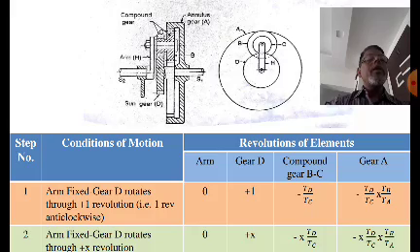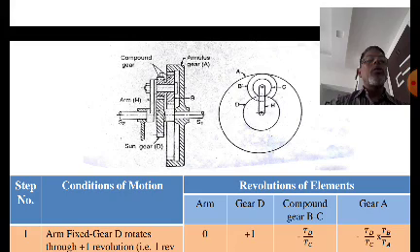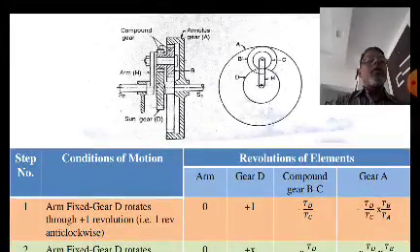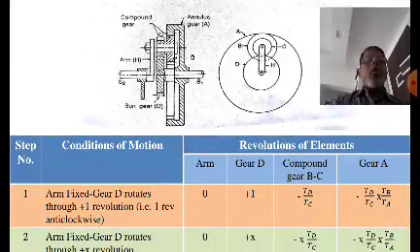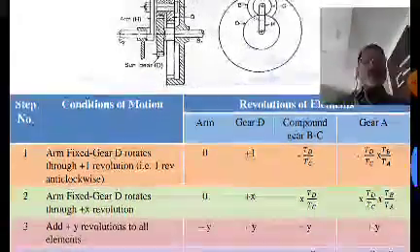Now, how many elements are involved here? Arm, gear A, then don't consider B and C separate because these are a compound gear which is mounted on a shaft. So consider a single one, that is compound BC, and the gear D. Now here, as I told you, always consider the arm fixed.